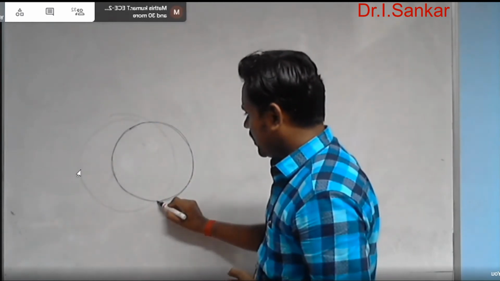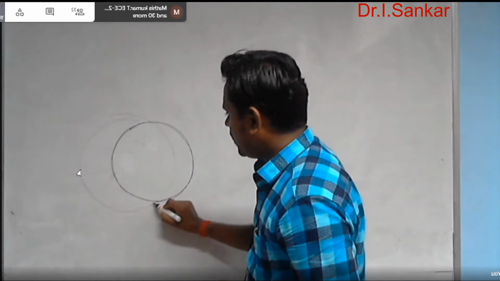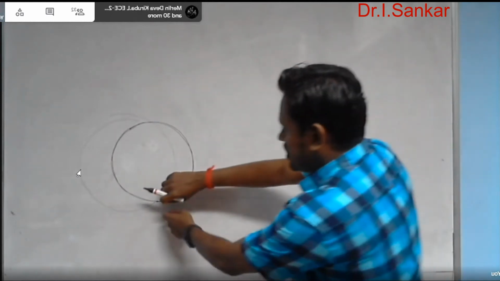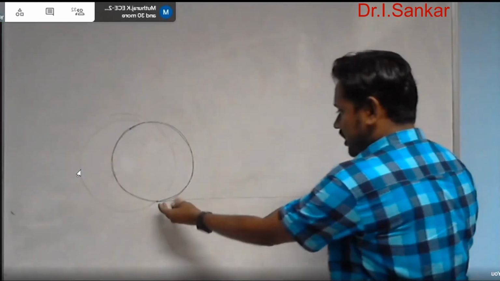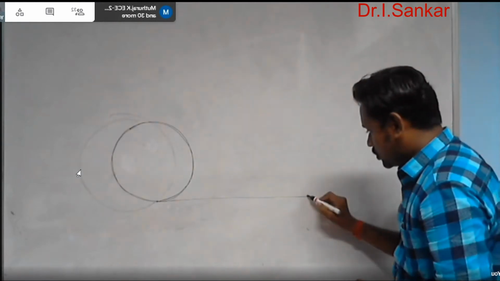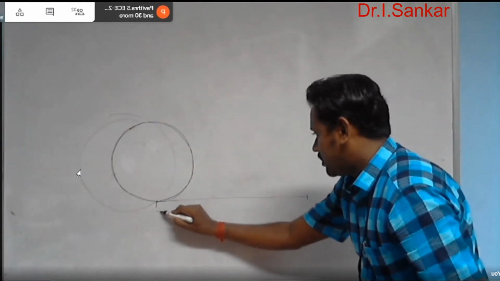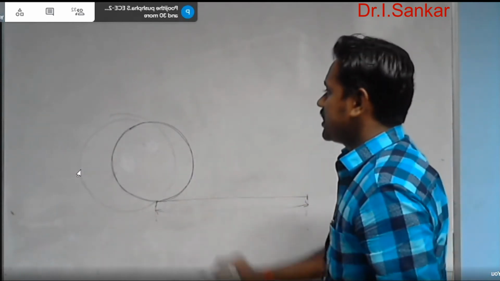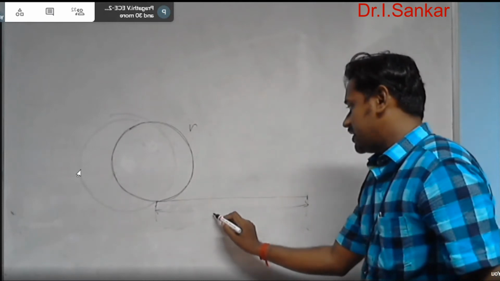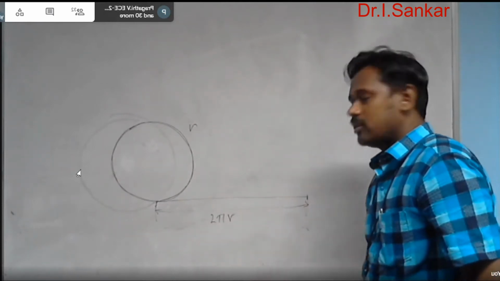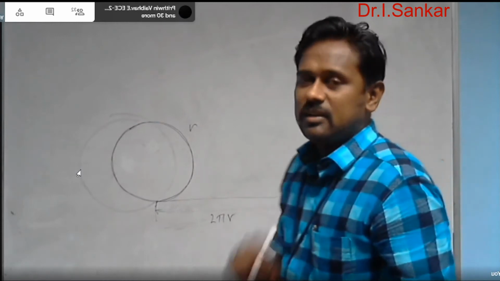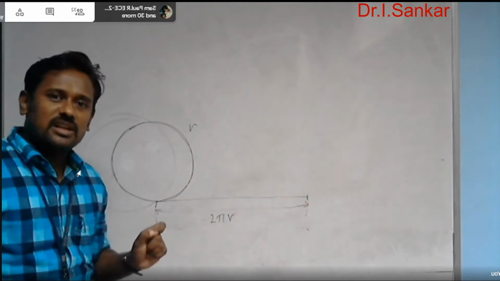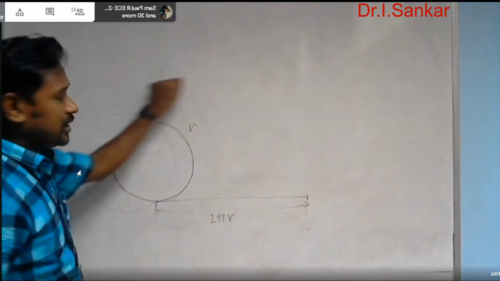And then if I unwind it and just leave it like that on the flat surface, this length is nothing but the circumference of the circle. If the circle's radius is r, what will be this length? 2 pi r. Now, what is the involute? Involute is nothing but the path traced by the tip of the thread during the unwinding process.